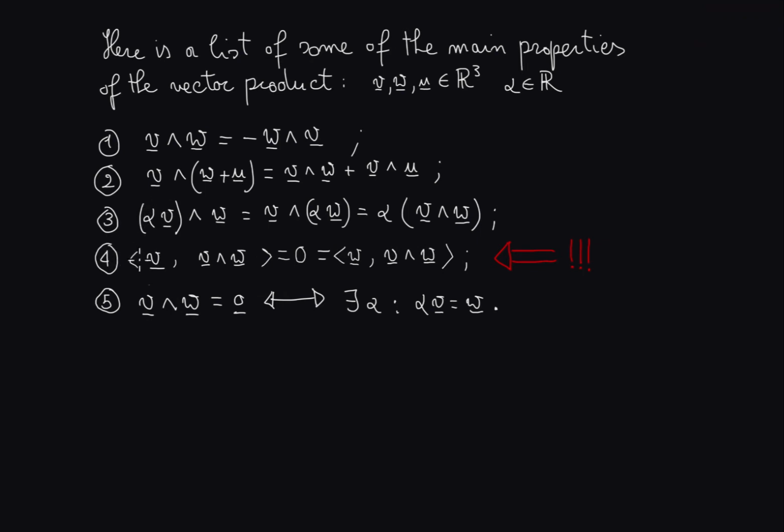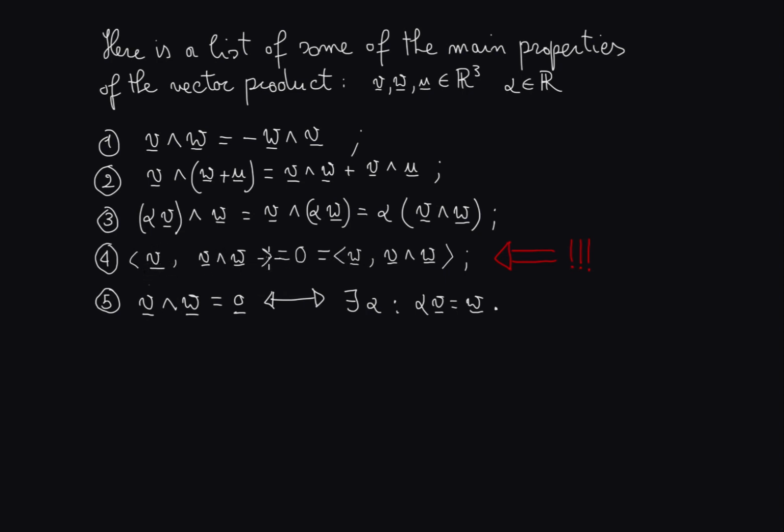The fourth property relates the Euclidean scalar product of two vectors with the vector product. Let's read this equality. The scalar product of v times the vector product of v vector w is always 0. As it is 0, the scalar product of the same vector, v vector w, multiplied by w instead of v, is also 0.